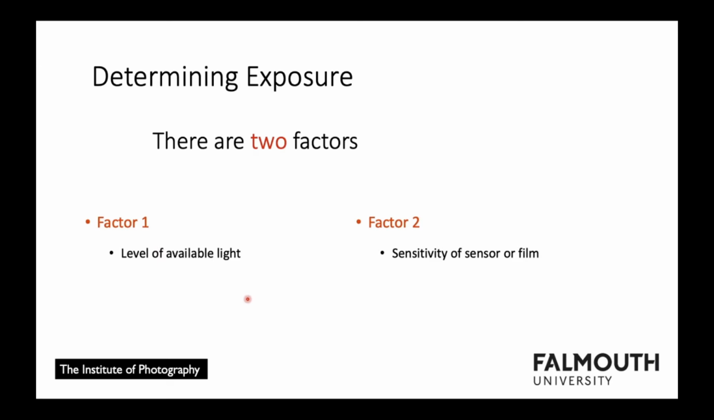Now, available light, that's the light around you. It could be the sun, a table lamp, a television, or even a laptop or mobile phone. These are all potential light sources. And then the sensitivity is how quick your sensor or film reacts to light.